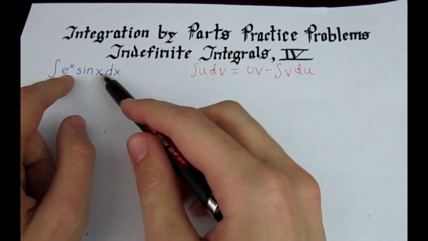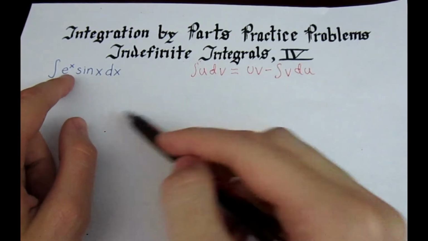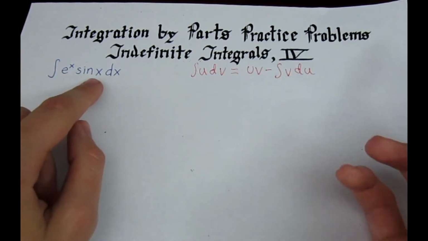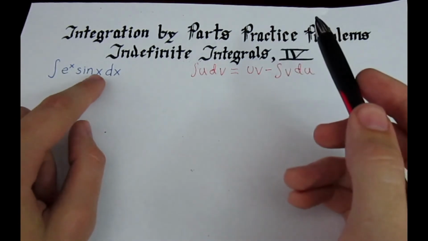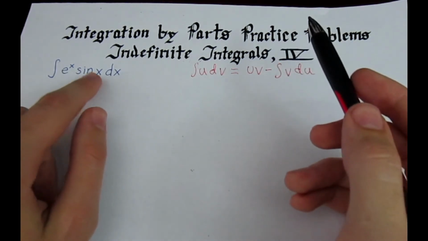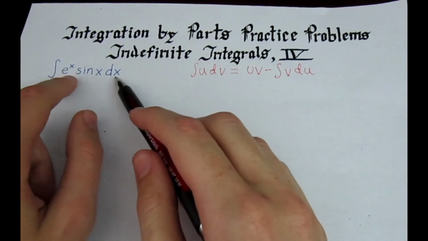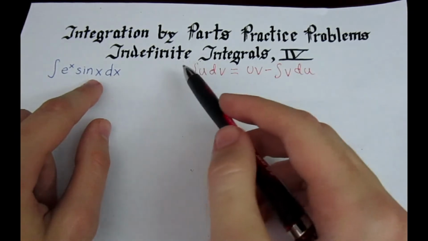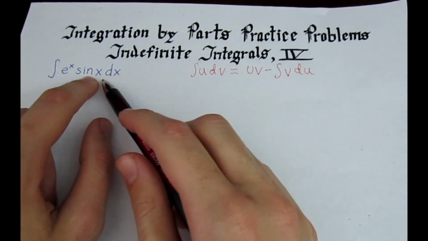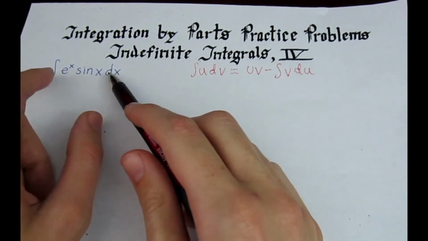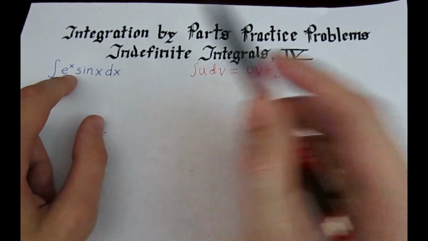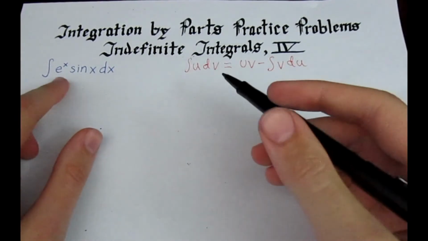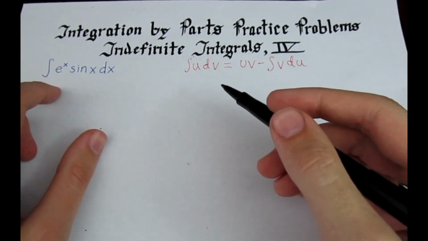I tried it myself, and if you set u to be e^x and dv to be sin x dx, it works the same way as if you had chosen u to be sin x and dv to be e^x dx. So it doesn't really matter. If you want more trig functions, you would set u to be sin x. If you don't like trig functions, then set u to be e^x instead. It works both ways, but I'm going to choose the exponential to be the u.